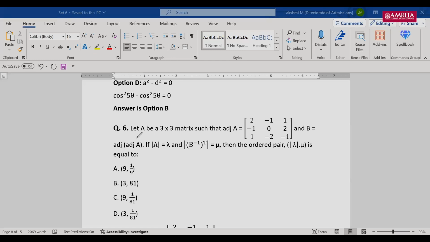Yes, let A be a 3 by 3 matrix such that adjoint A is equal to [[2, -1, 1], [-1, 0, 2], [1, -2, -1]]. B is adjoint of adjoint A. Mod A is equal to lambda, and mod of B inverse transpose is equal to mu. You need to find the ordered pair, mod lambda, mu.